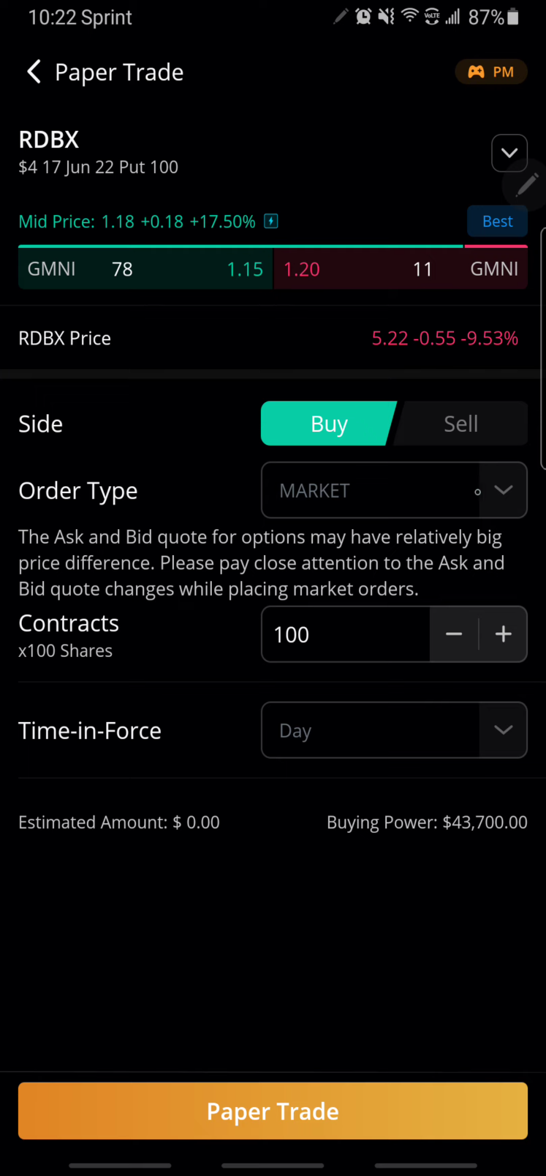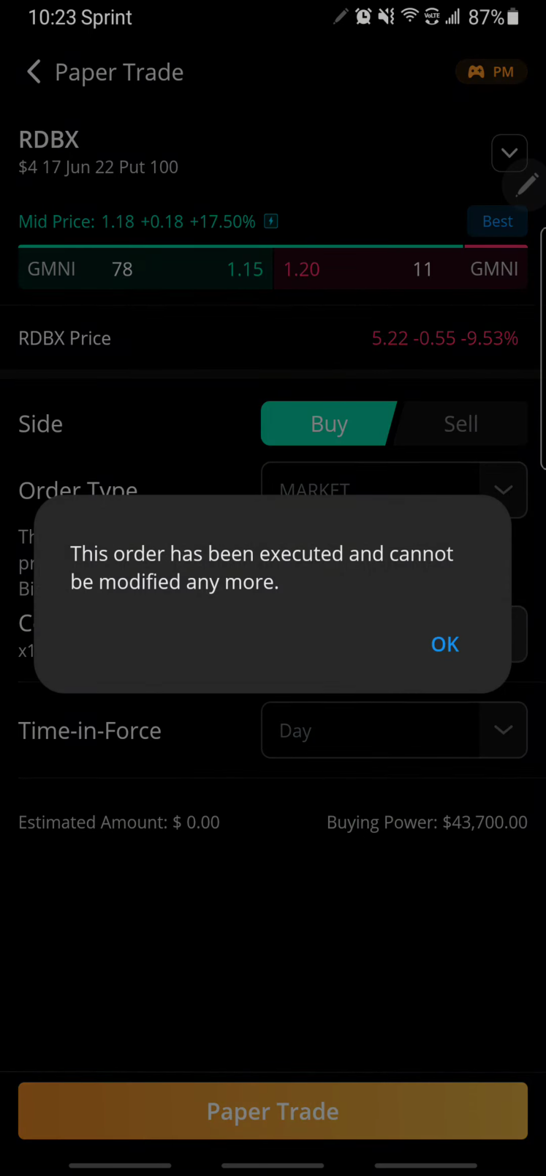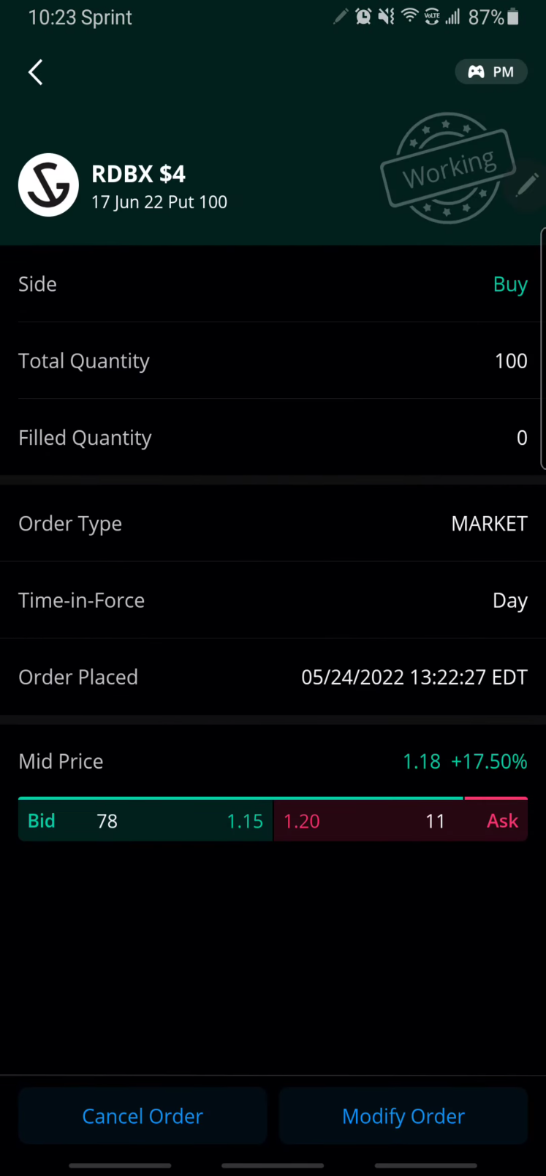So let's go in here and select, if I can, modify this. I'm not sure if they wouldn't let me modify it or not. Okay, that's fine. So if I want to paper trade, this order has been executed and cannot be modified. Thank you guys. Okay, it would have saved us time. Okay, fantastic.